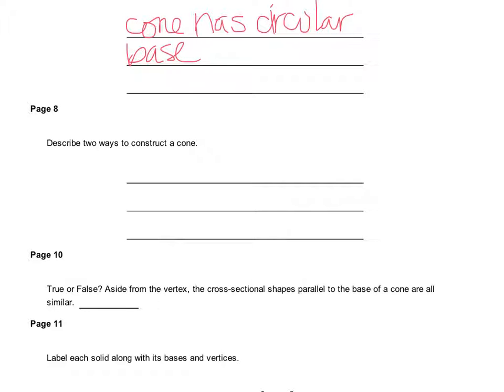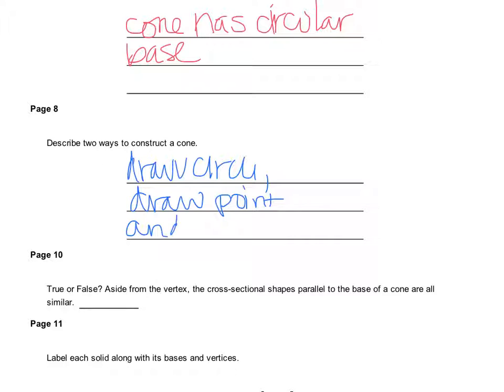When it asks you to describe two ways to construct a cone, well, the easiest way to construct a cone is to draw a circle, draw a point, and connect them.